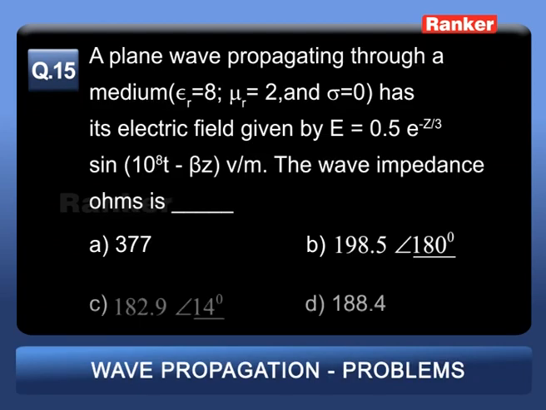A plane wave propagating through a medium, epsilon r is equal to 8, mu r is equal to 2 and sigma equals 0, has its electric field given by E equals 0.5 e power minus z by 3 sin of 10 power 8 t minus beta z volt per meter. The wave impedance in ohms is: option A 377, option B 198.5 angle 180 degrees, option C 182.9 angle 14 degrees, and option D is given as 188.4.